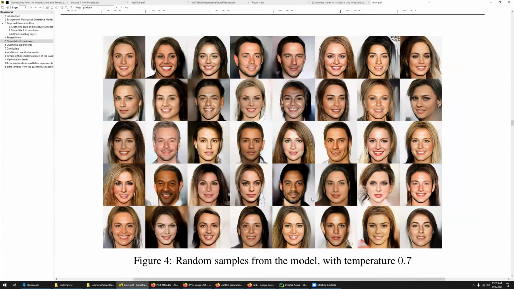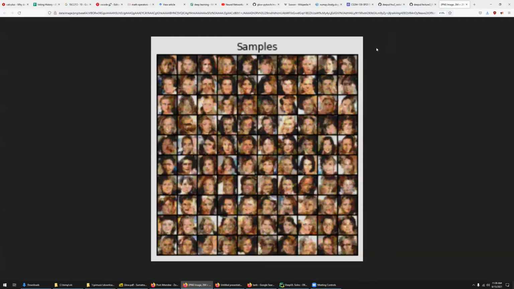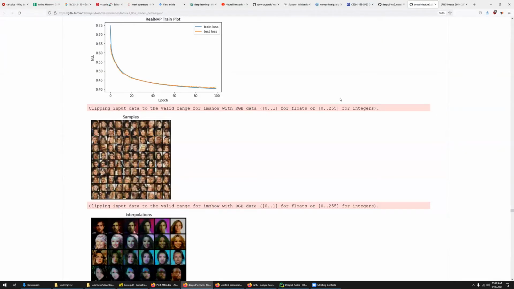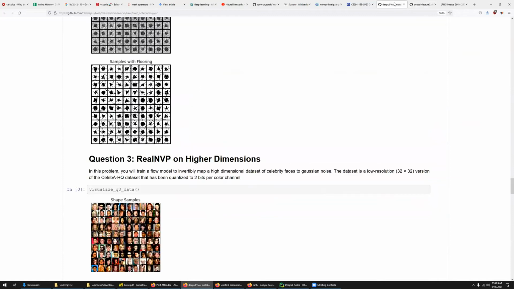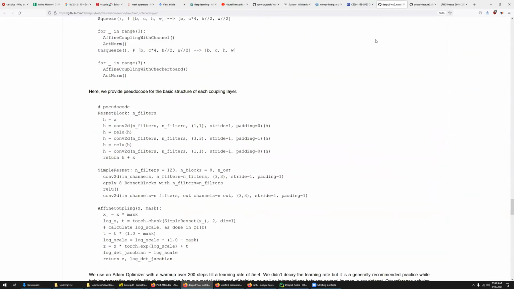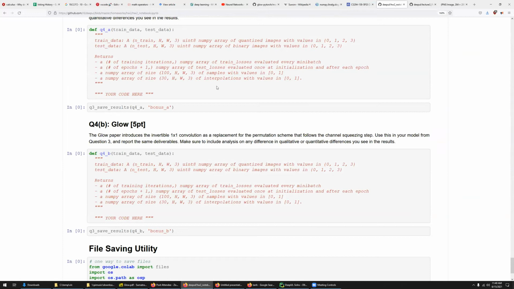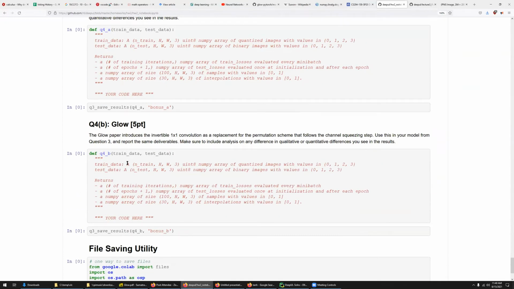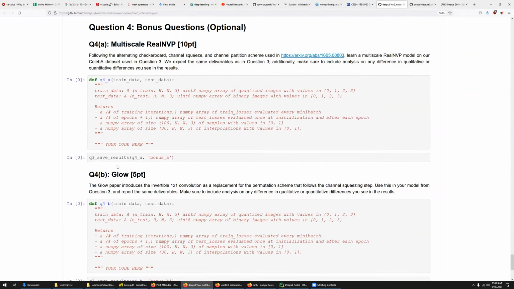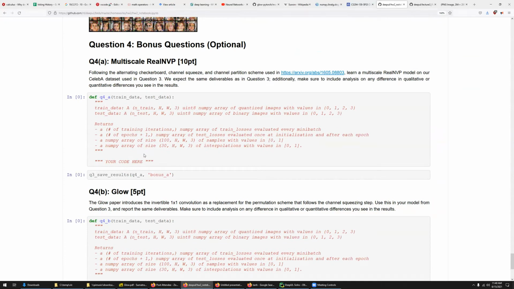I was saying massive compute thrown at the problem. And the other thing was that in homework 2, Glow is a bonus question, which they didn't really give the answers to.